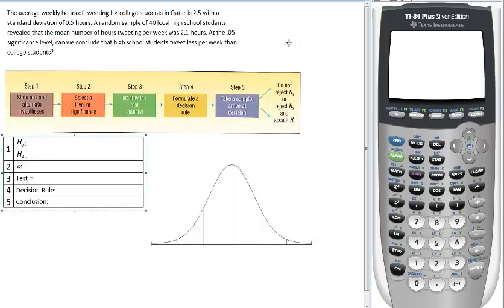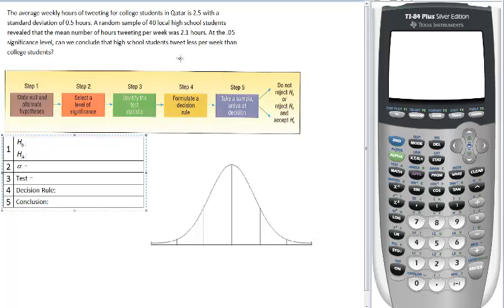The average weekly hours of tweeting for college students is 2.5 hours with a standard deviation of 0.5 hours. A random sample of 40 local high school students revealed that the mean number of hours tweeting was 2.1 hours. At the 0.05 significance level, can we conclude that high school students tweet less per week than college students?